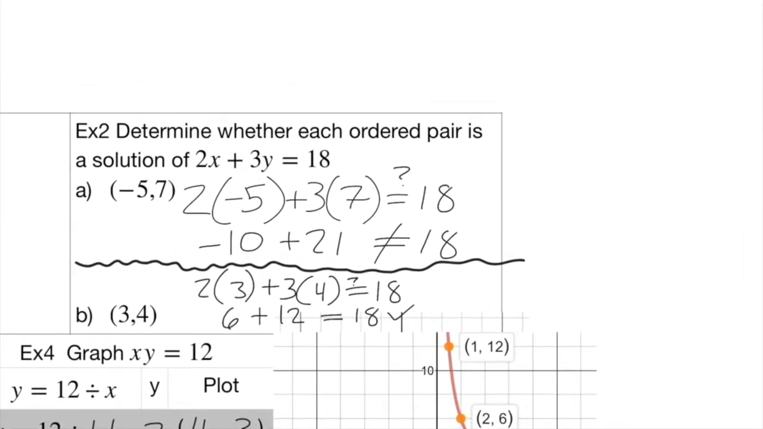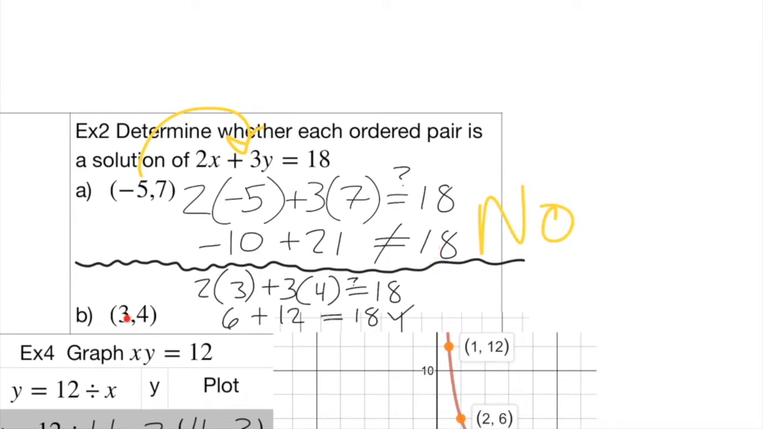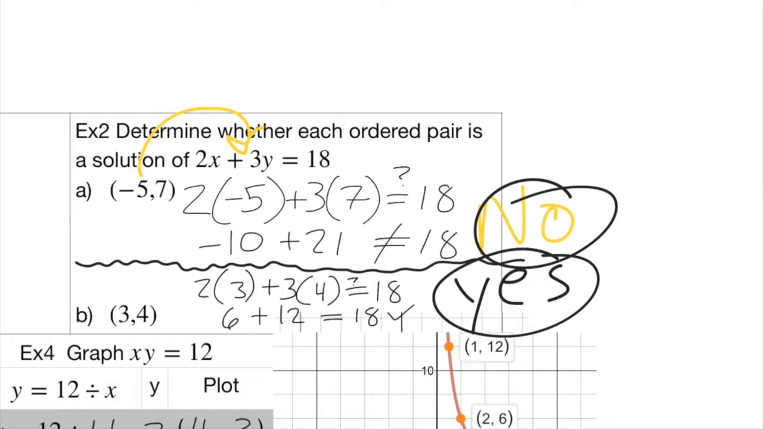Example number 2, determine whether each ordered pair is a solution of the given equation. So all you've got to really do is take these numbers and plug them in. And what you see is that negative 5 comma 7, when you plug negative 5 and 7 into here, it becomes negative 10 plus 21. Is that equal to 18? No, it's not. But when you take 3 and 4 and you plug them in for x and for y, you get 2 times 3 is 6, 3 times 4 is 12. Is that equal to 18? Yes, it is. So these are each no or yes kinds of questions.